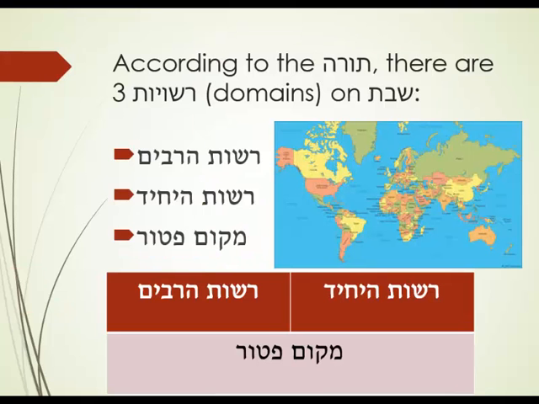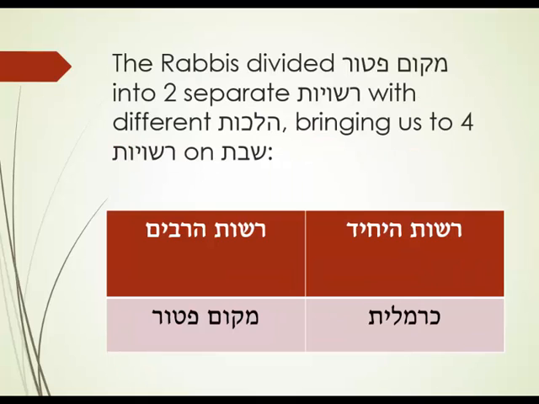domains on Shabbat. According to the Torah, there are actually only 3 Reshuyot, 3 domains on Shabbat, which means you could divide the entire world into 3 separate domains. One is a Reshut HaRabim, a public domain. Second is a Reshut HaYachid, a private domain. And the third is a Makom Petur, an exempt area. And if you wanted to divide up the world in patchwork, and patch here, patch there, throughout the entire world, the world can be divided up into these 3 Reshuyot. Okay, Reshut HaYachid, Reshut HaRabim, and Makom Petur.